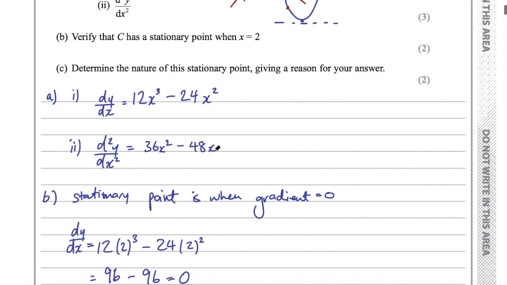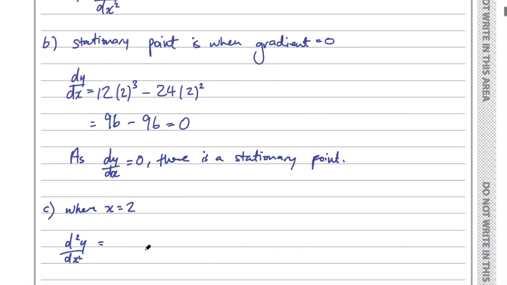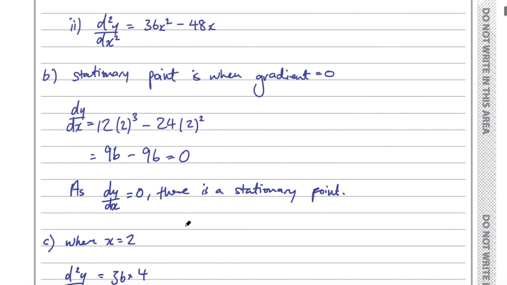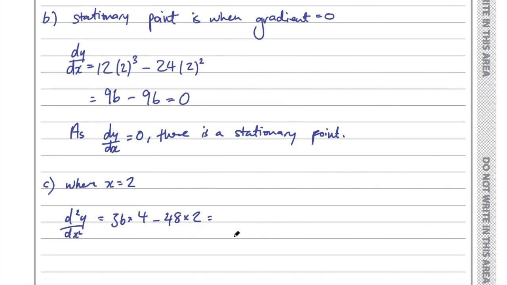So we can find the value of the second derivative at x equals 2. So when x equals 2, the second derivative will equal 36 times 4 minus 48 times 2. 36 times 4, that's 144, and 48 times 2, that's 96. 144 minus 96, that is 48.